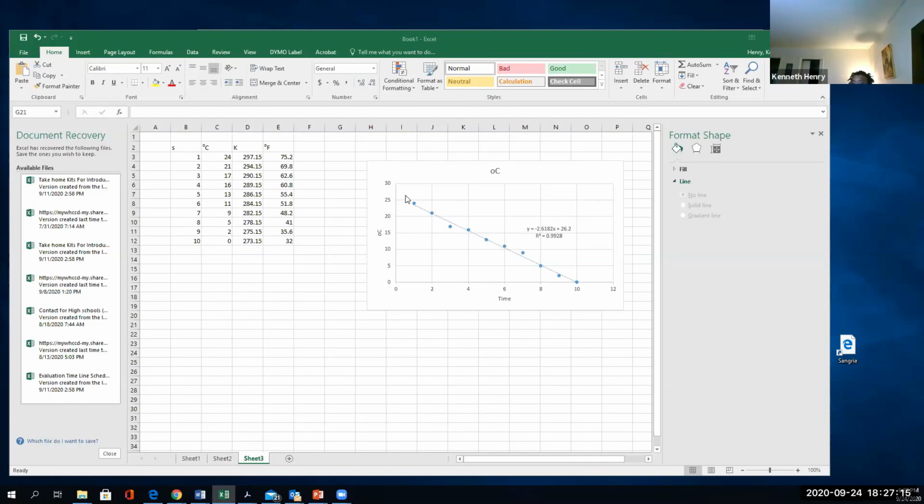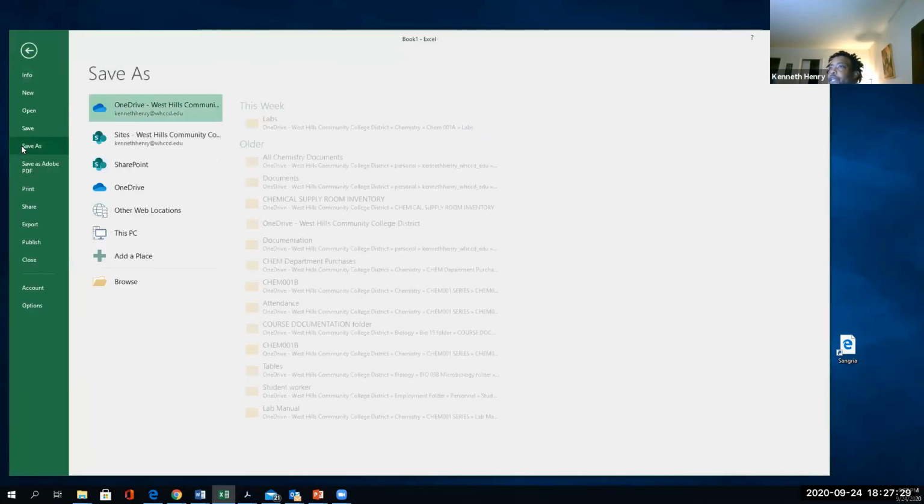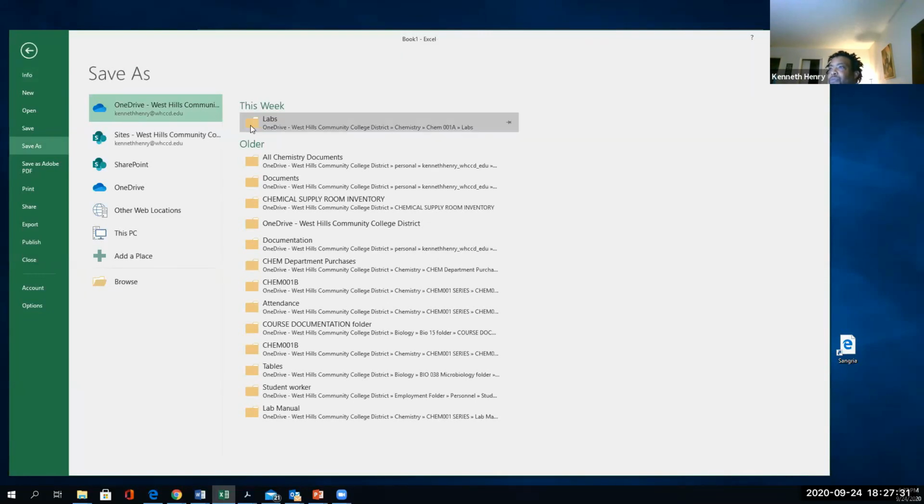So does anybody want this table? I'll give it to you for $5. I'm joking. I'll give it to you for free. Let me save it real quick.